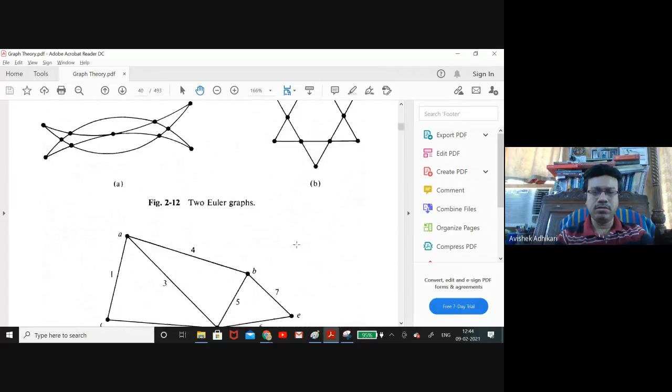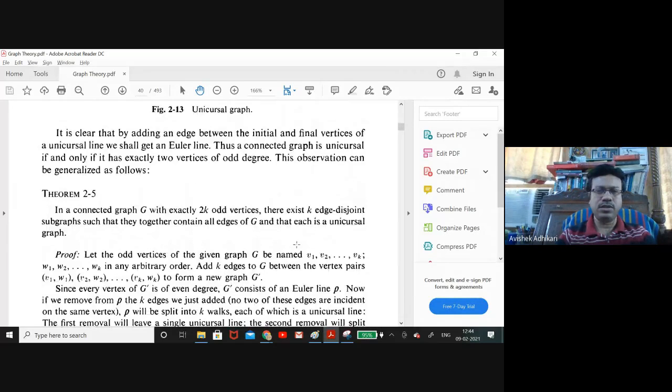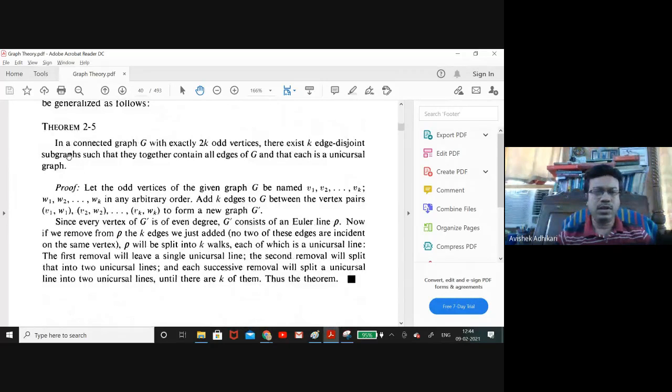So in this unicursal graph, yes. So in a connected graph G with exactly 2k odd vertices, there exist k edge disjoint subgraphs such that they together contain all edges of G and that each is a unicursal graph.